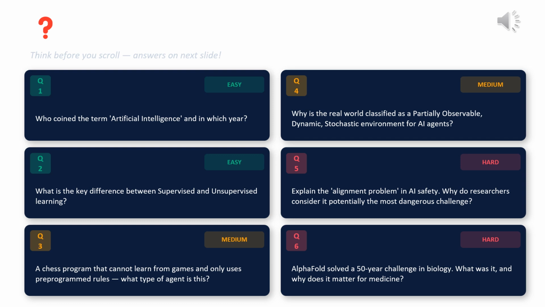Slide 12, chapter quiz. Now it's time to test your understanding. Think carefully before answering these questions. Who coined the term artificial intelligence and in which year? What is the difference between supervised and unsupervised learning? What type of agent uses fixed rules and cannot learn from experience? Why is the real world considered partially observable, dynamic, and stochastic? Finally, what is the alignment problem in AI and why is it important? Take a moment to think before checking the answers.